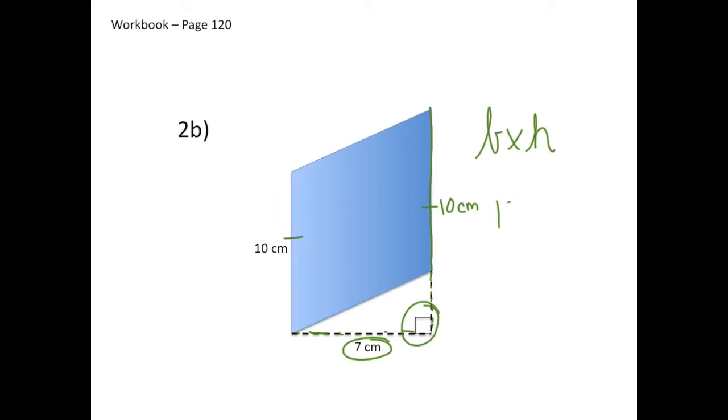My base is 10 centimeters, and my height is 7 centimeters. And I know that 7 centimeters is my height and not my base because it's shown with a dotted line. So 10 times 7 equals 70. I've got to make sure it's labeled for area. So 70 centimeters squared is the area of this parallelogram.